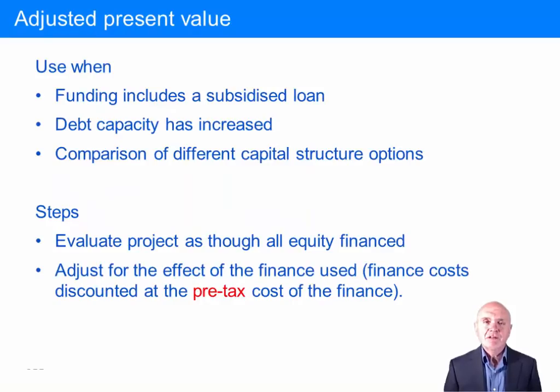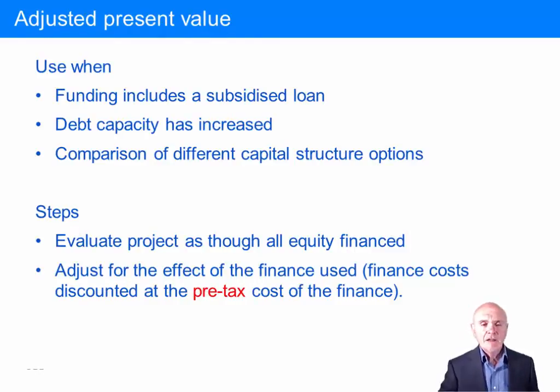The next topic we have to deal with in the overall subject of business and gearing risk is known as adjusted present value. And this is used when, for example, funding includes a subsidized loan, or when the debt capacity is increased, or where we are funding the project by something other than just equity, really.